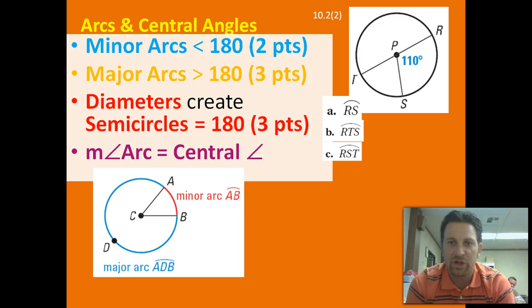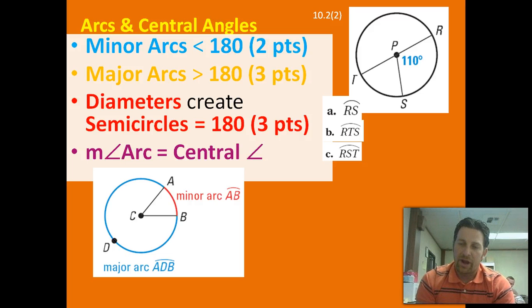So here's some practice of this. We're going to look at arc RS. If we look at arc RS up there on the right, we see that angle RPS is 110 degrees. So if that central angle RPS is 110 degrees, then arc RS would also be 110 degrees.